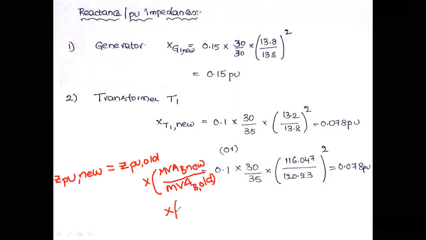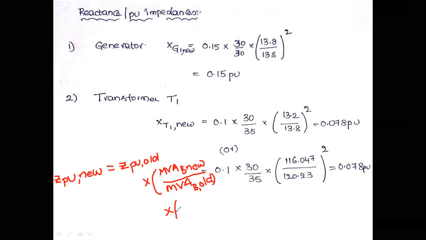Why? Because in the problem itself he has mentioned 15%. You don't use the formula that per unit value is equal to actual value by base value. See, he has not mentioned the actual value. In the problem he has mentioned the subtransient reactance expressed in terms of percentage. So that's why definitely you must consider this formula.